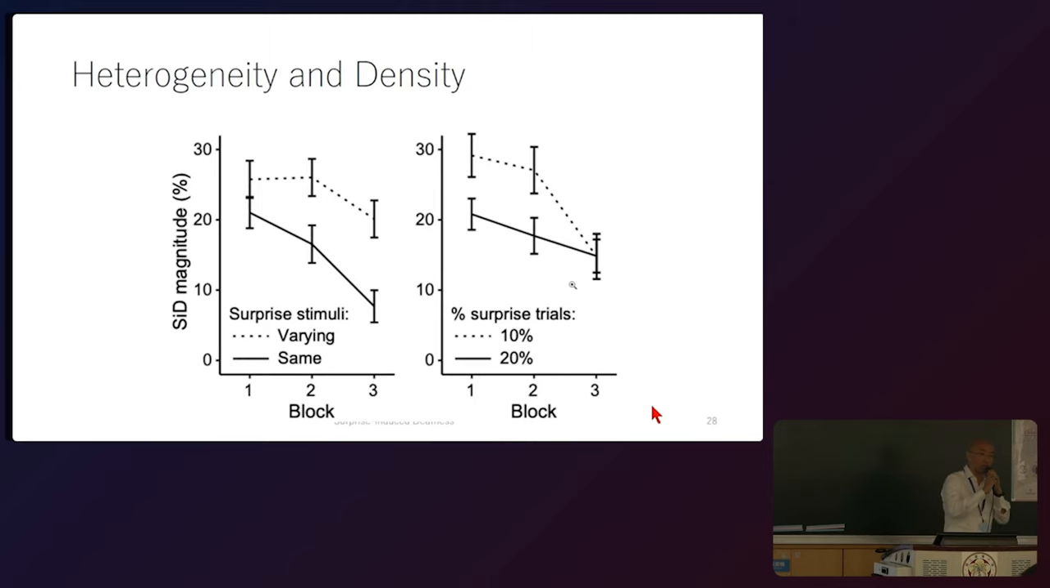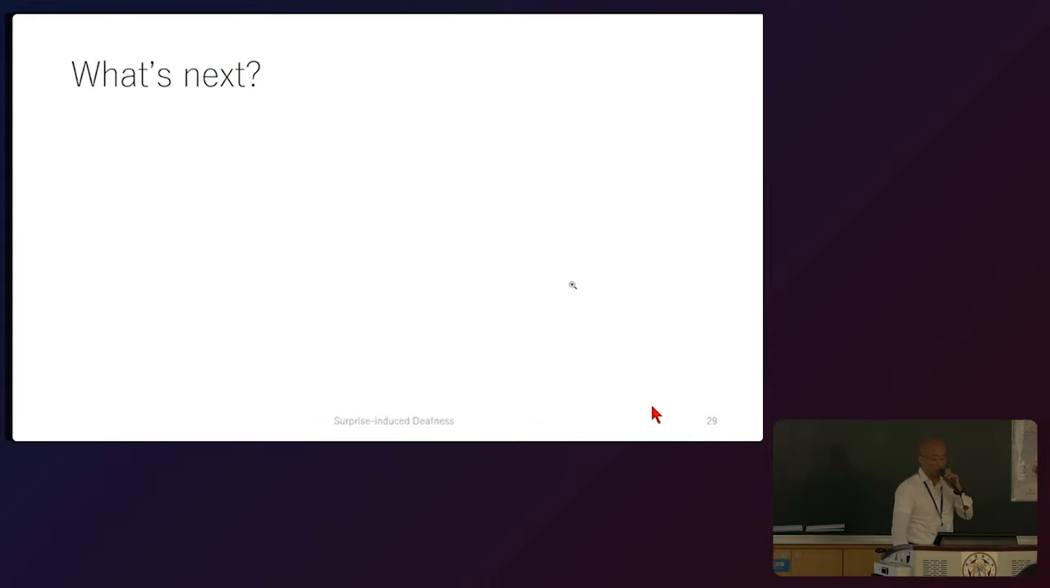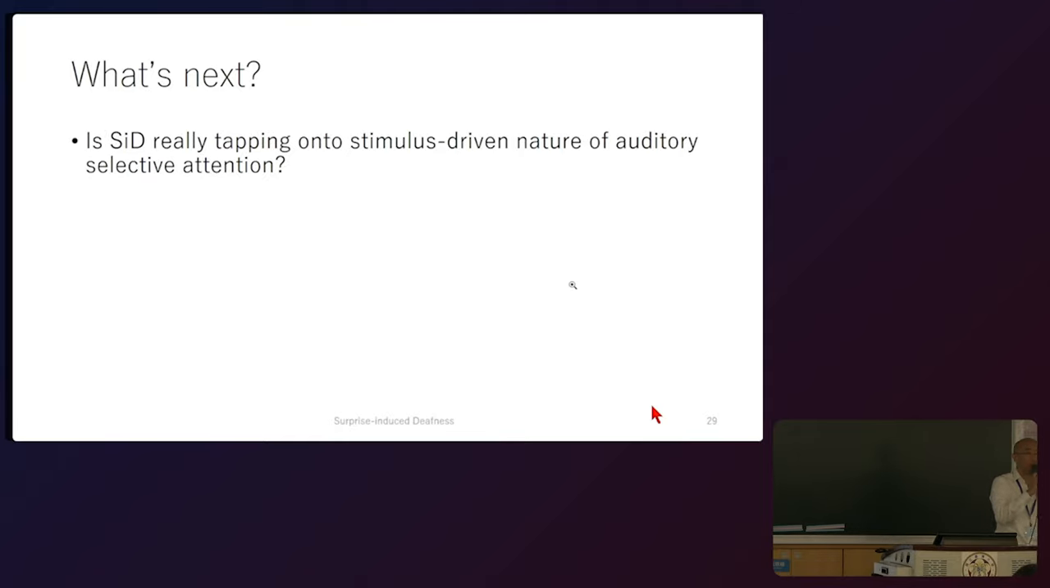And this is just a visualization of the effect of heterogeneity and density. The first graph represents heterogeneity, and surprise magnitude represents how much accuracy deficit you have. The higher SID magnitude represents more deficit. You can see that same surprise habituates quicker than varying surprise. And 20% surprise density has less surprise magnitude than 10%. So that's the rarity and the consistency of the surprise. It's quite intuitive, but it shows you in an empirical way what's happening in surprise.